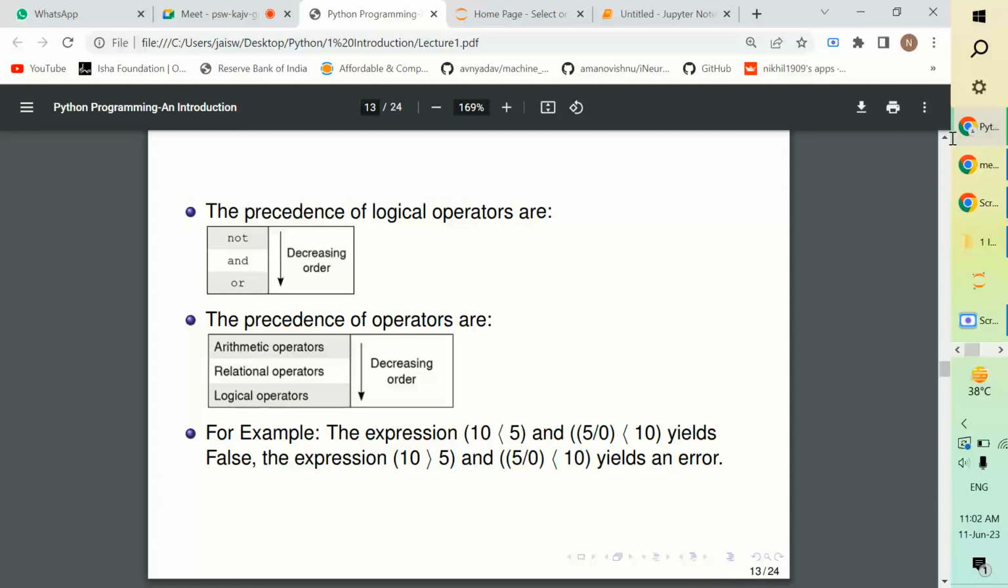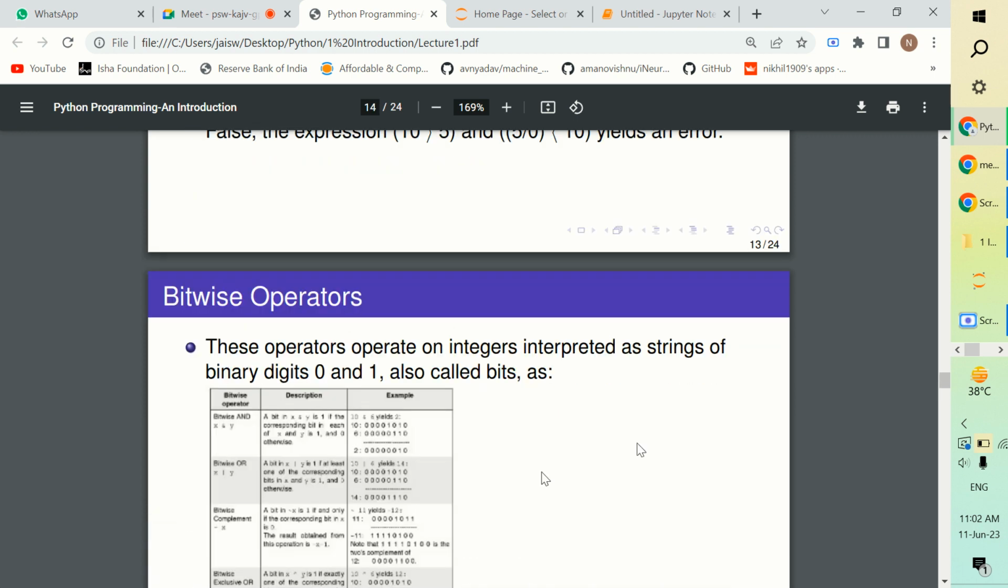Okay, so this was the precedence of the logical operators. First of all not operators will get operated, then and operators, then or operators. Then the precedence of all the operators we will see. We have studied so far the arithmetic operators, relational operators, and logical operators. So if in an expression all the arithmetic, relational, and logical operators are there, then first of all the arithmetic operators will get operated, after that all the relational operators will get operated, and after that all the logical operators will get operated. Clear? Yes, sir.